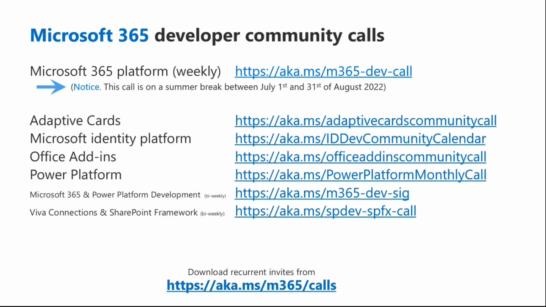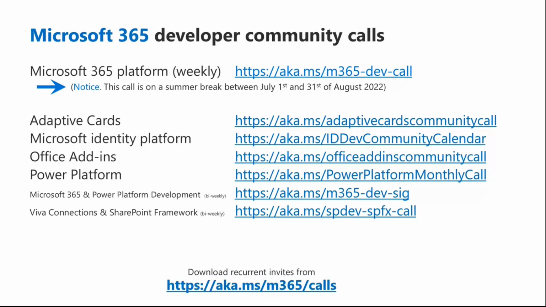And if you're enjoying these community calls, well, there's more. We got lots of community calls for you to take advantage of. The top community call is the Microsoft 365 platform. Now, this is a weekly call that occurs on Tuesdays, and all of our presenters in this call are Microsoft employees. So you're going to see product managers and program managers. Now, it is on a summer break through the rest of this month. It will resume on the first Tuesday in September, but you can go get the recurring invite at aka.ms/m365-call. It will include the August dates, so you just ignore those for the rest of this month and you'll be good to go.